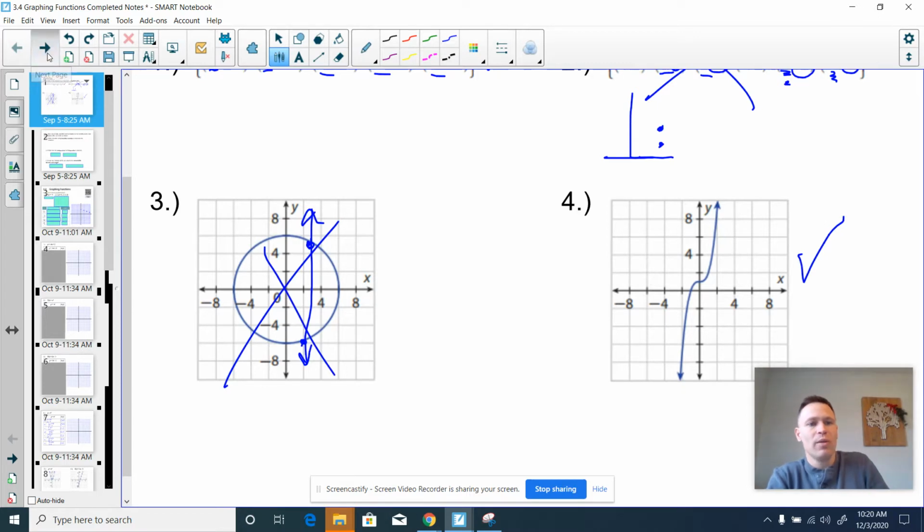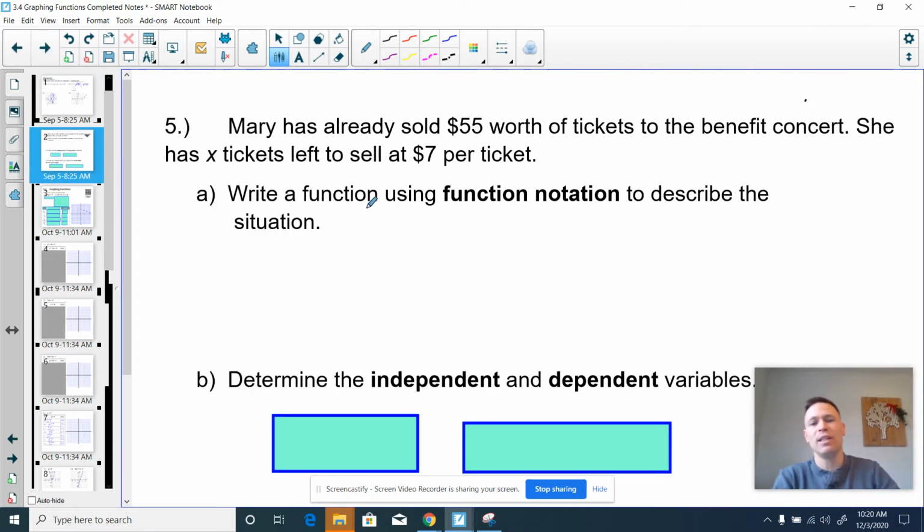All right, so moving on with the lesson today. The big deal here, oh, sorry, I forgot, we had one more problem. So number 5. Oops, sorry about that. All right. So Mary already sold $55 worth of tickets to the benefit concert. She has x tickets left to sell at $7 per ticket. It says write a function using function notation to describe the situation.